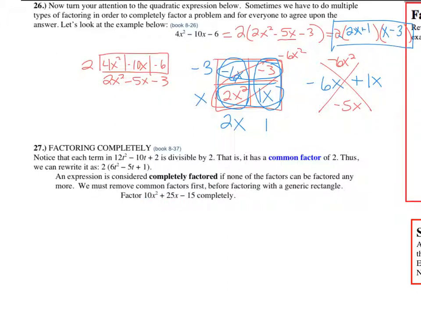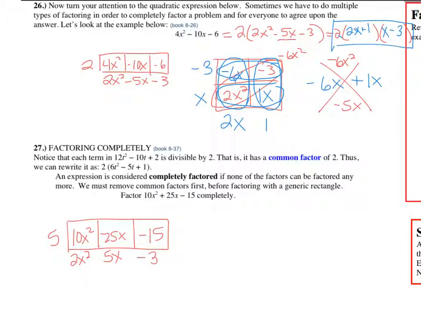So here's another example. 10x squared plus 25x minus 15. The first thing we have to notice is that they are all multiples of 5. So 5 times what gives you 10x squared? 2x squared. 5 times what gives you 25x? 5x. And 5 times what gives you negative 15? Negative 3. So so far we know it factors into 5 times 2x squared plus 5x minus 3. And now I attempt to factor this trinomial with my generic rectangle and diamond problem.